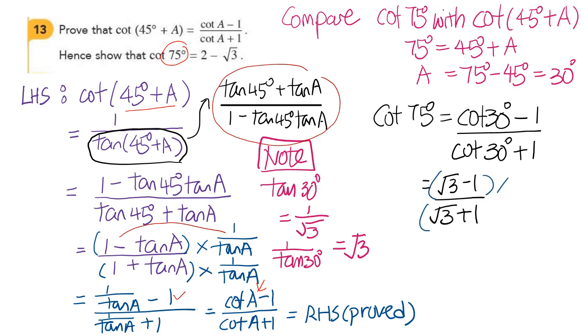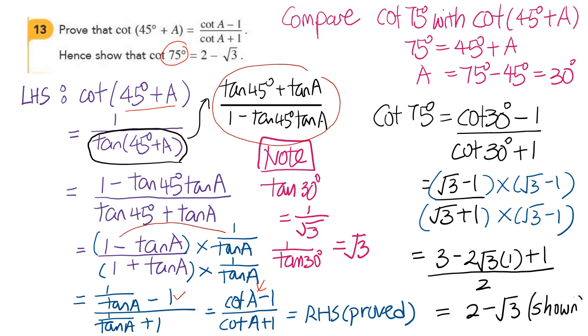And we need to rationalize it with the conjugate surds. All right, and apply some algebra there. Okay, square root 3 times square root 3 will give you 3. Okay, and then basically you just apply this algebraic identity.